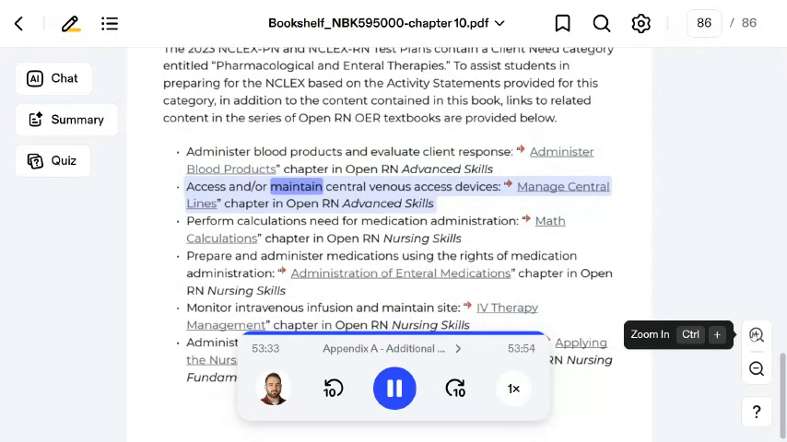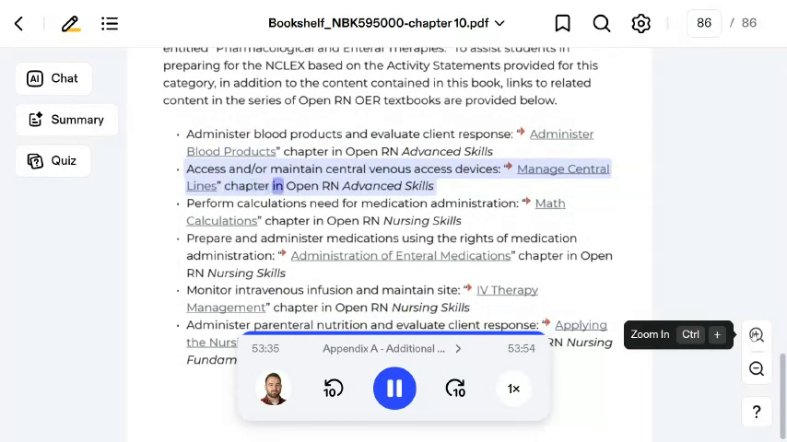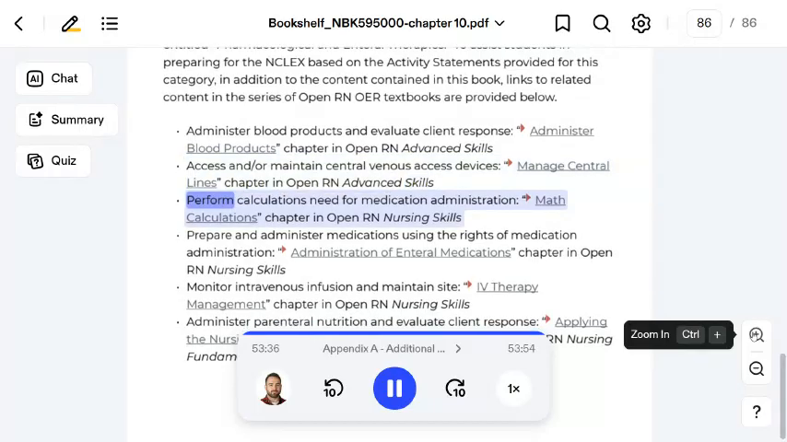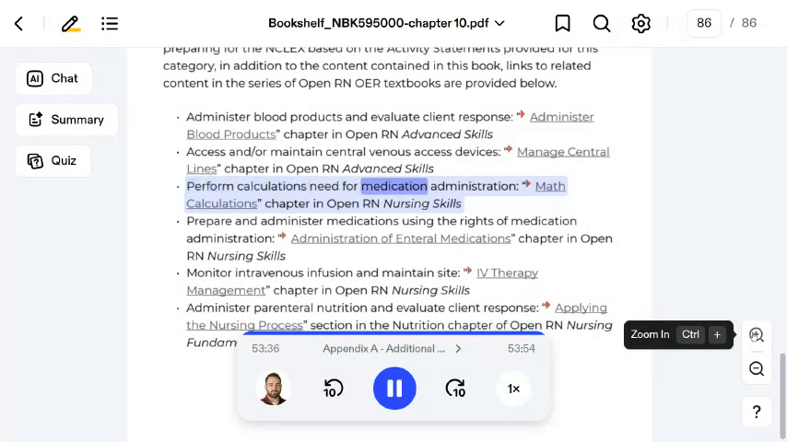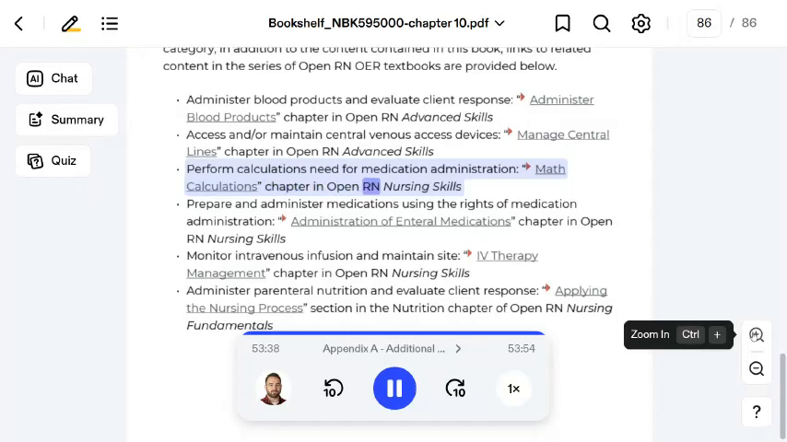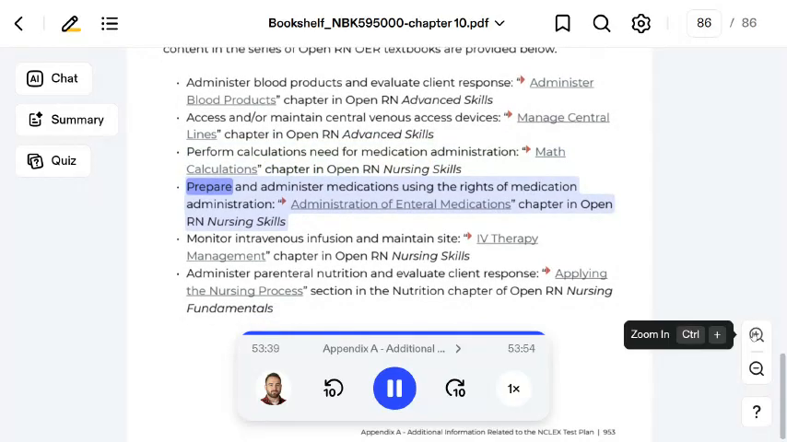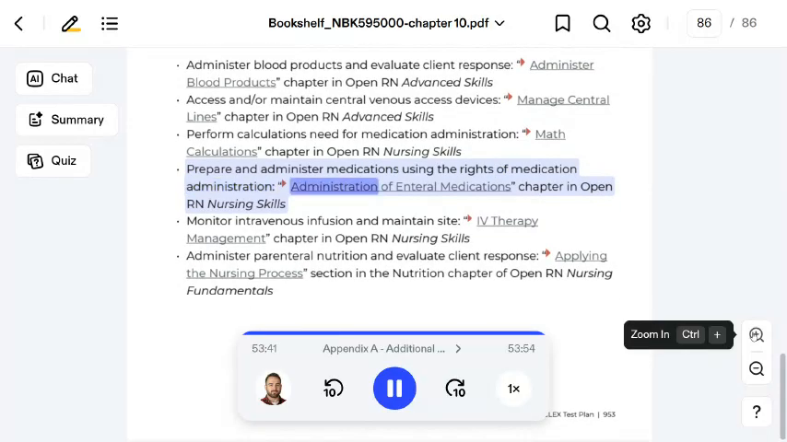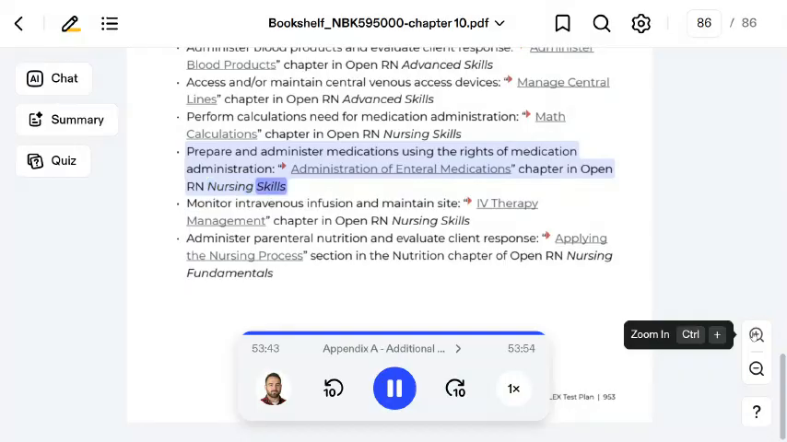Access and/or maintain central venous access devices. Manage central lines chapter in Open RN Advanced Skills. Perform calculations needed for medication administration. Math calculations chapter in Open RN Nursing Skills. Prepare and administer medications using the rights of medication administration. Administration of enteral medications chapter in Open RN Nursing Skills.